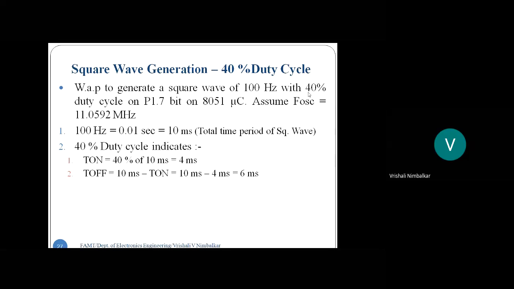Even from here itself you can understand, if 40% is the on time, the remaining is off. So the remaining is 60%. It will be the off time period. Right? So it means I need a square wave which will be logic 1 for 4 milliseconds and logic 0 for 6 milliseconds. In this way, the total time of the square wave is 10 milliseconds, in turn generating a 100 Hz square wave. Hope you get me that, students.